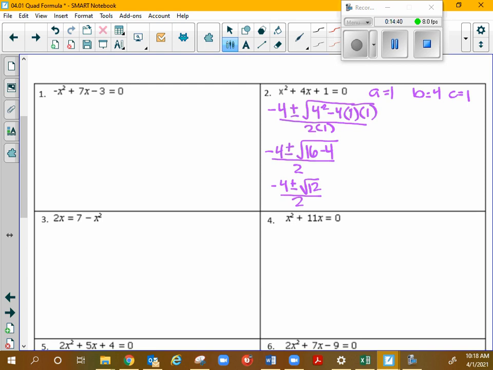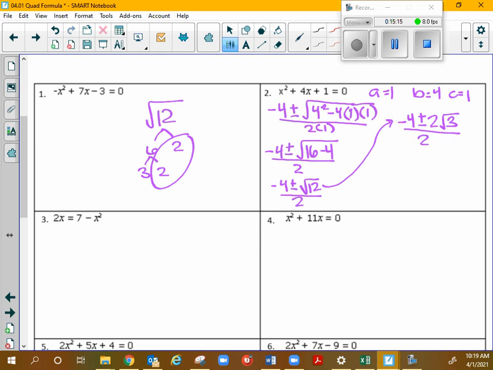Can I simplify the root of 12? Yeah, 2 outside. 2 root 3. It doesn't have to be a perfect square. Root 12 is 6, 2, 3, 2. 2 root 3, yeah? Okay, so negative 4 plus or minus 2 root 3 over 2.